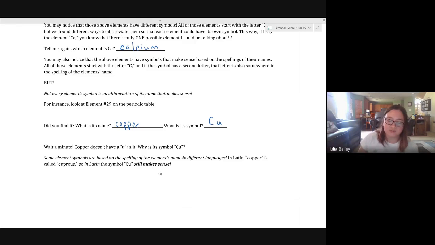Well, some element symbols are based on the spelling of the element's name in different languages. In Latin, copper is called cuprum, and copper is one of the oldest elements that people found. So it got a name real early. Back when people spoke Latin, the symbol Cu still makes sense because it's Cu for cuprum, because that was the Latin word for it.